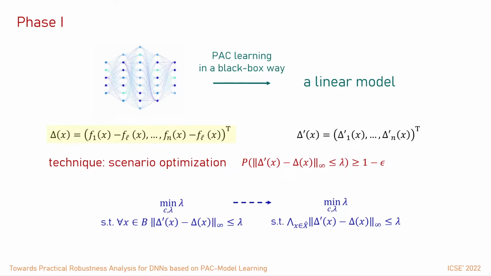In our implementation, we bound the absolute error between the learned model and the original model as constraints, and encode the problem as linear programming. After solving the linear programming problem, we get the surrogate model with a PAC guarantee. We call the surrogate model a PAC-Model for the original DNN.